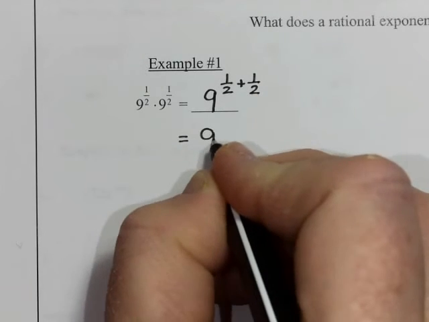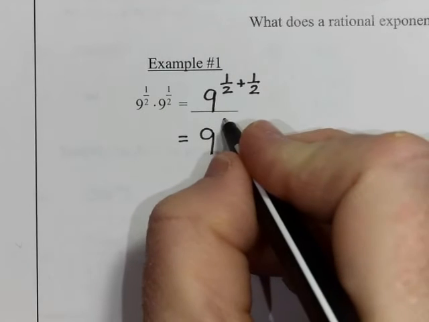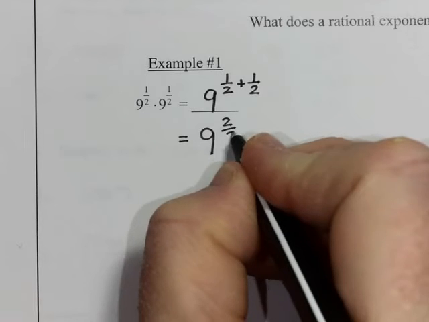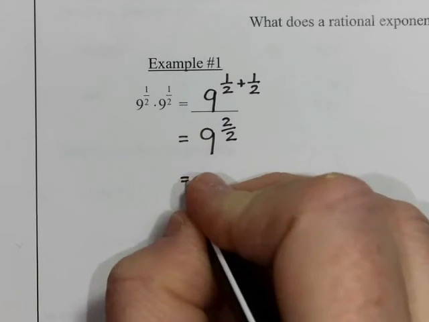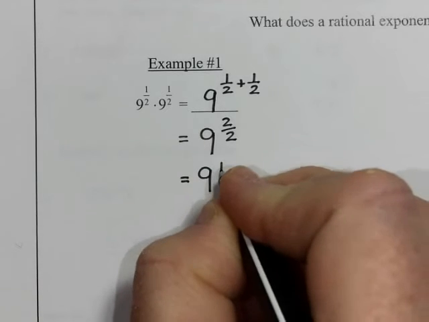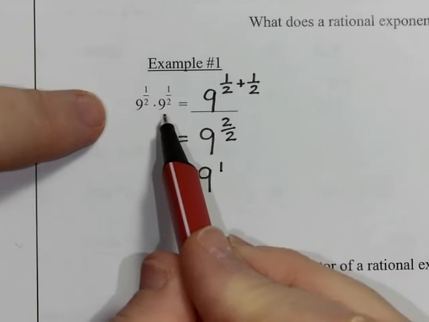Now, 1/2 plus 1/2 would be 2 halves, or 1 whole. 2 divided by 2 is 1. So this is 9 to the power of 1. On the other side, I'm going to do something a little different. 9 to the 1/2 times 9 to the 1/2, I am multiplying that by itself.